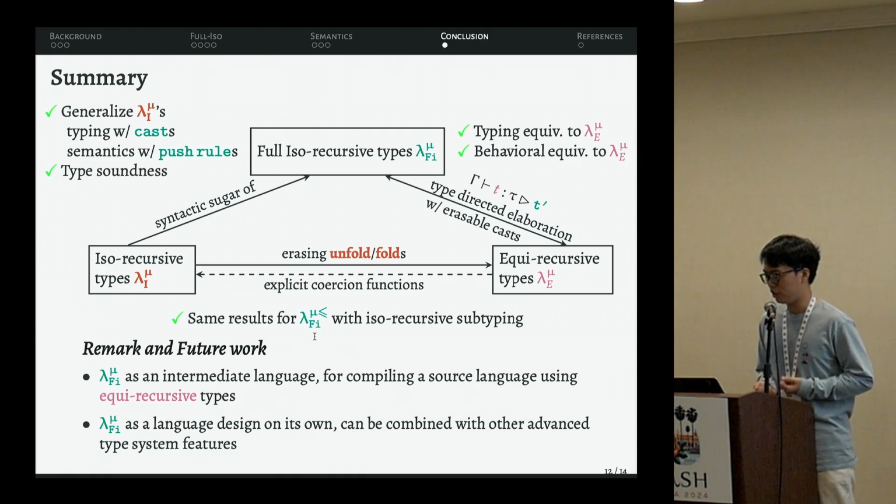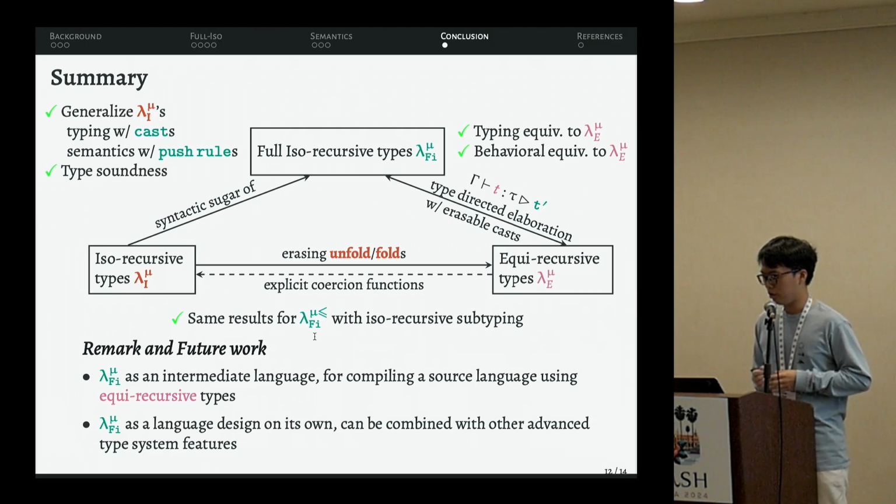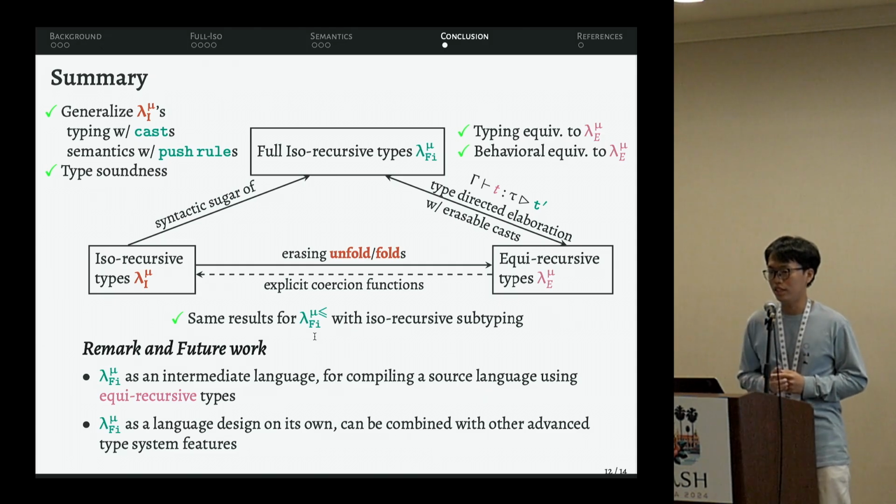On the other hand, we are also considering full ISO recursive types as a useful language design on its own, and we plan to extend it with other advanced type system features such as intersection types and polymorphism to give us interesting programming encodings. So that's all for my talk, and thank you for your attention.